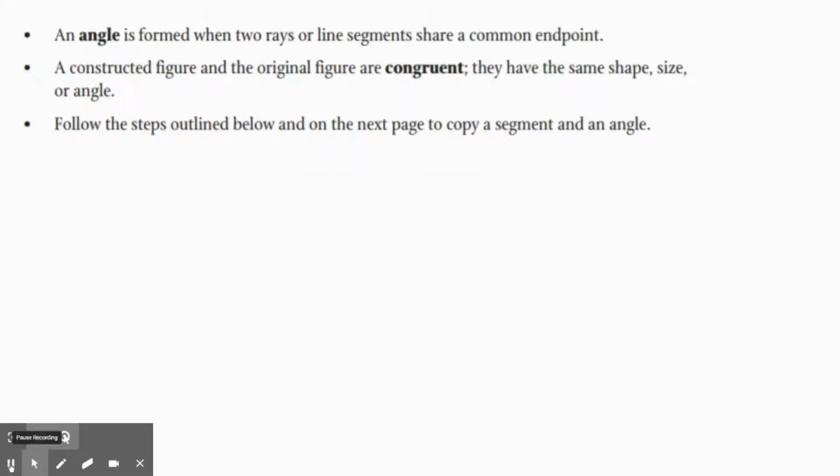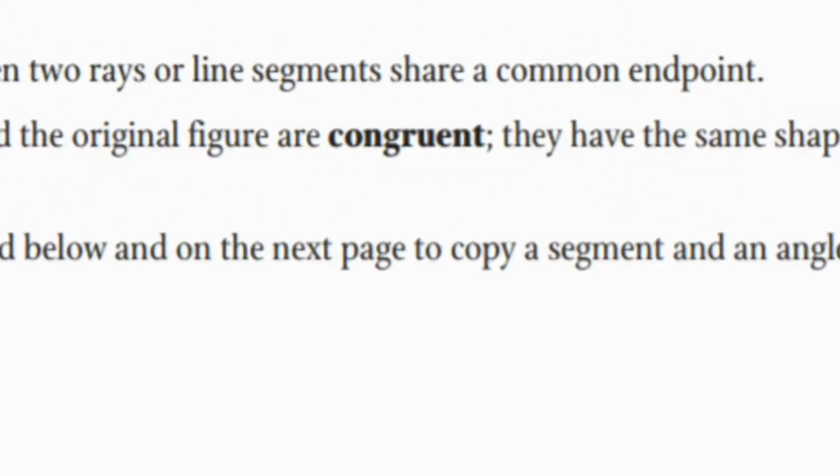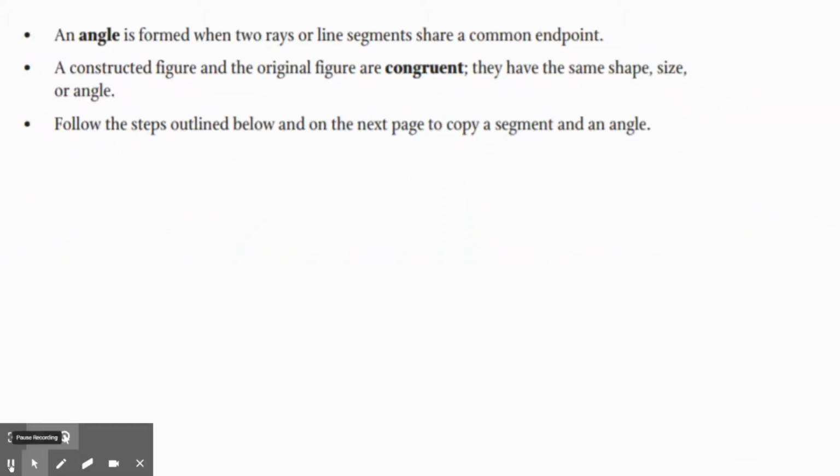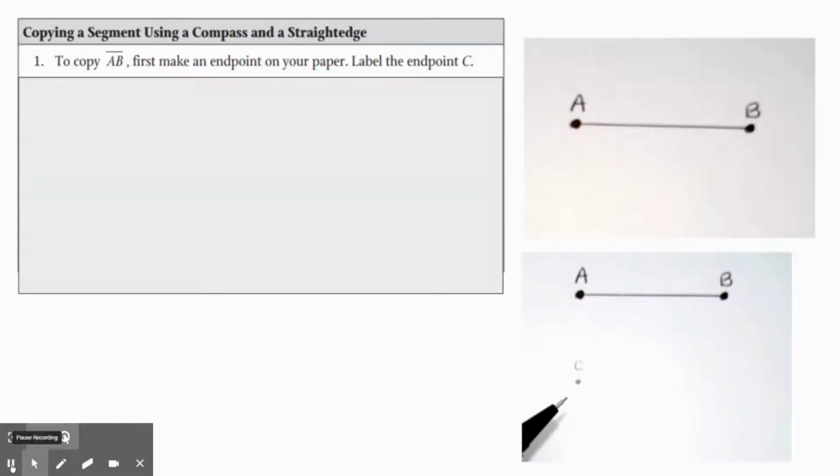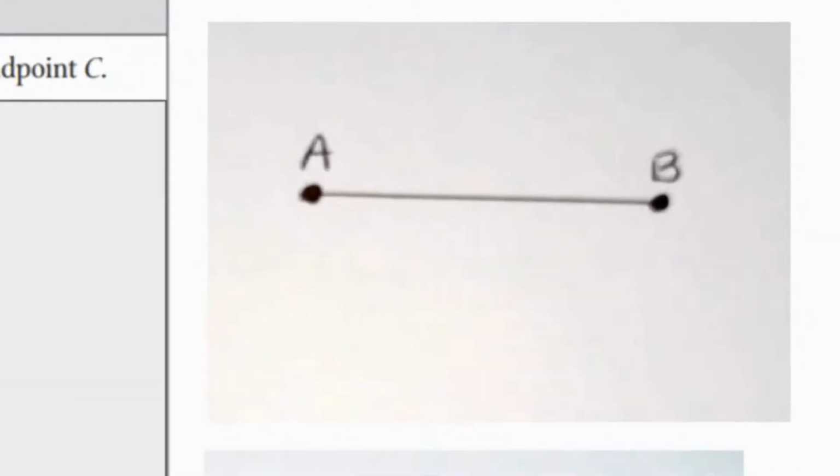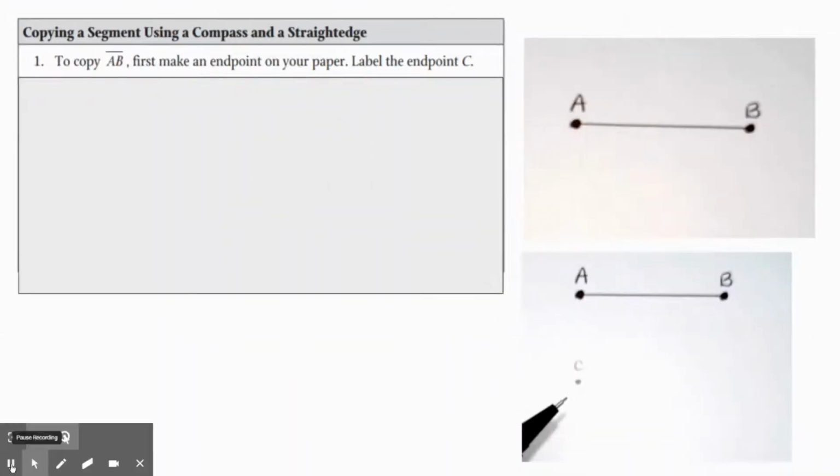One of the big things we're going to talk about is how we can create a geometric shape that's congruent to another geometric shape using a construction. The first thing we're going to construct is a line segment that is congruent to another line segment. In this particular picture, let's pretend that AB is the original line segment. If we want to copy AB, we're going to go through this process to create a congruent line segment.